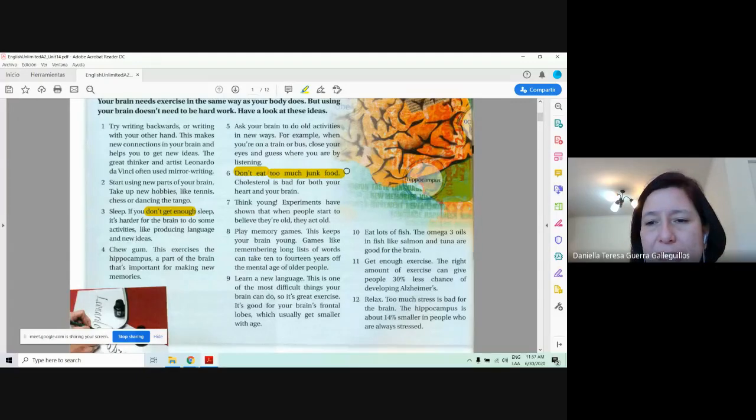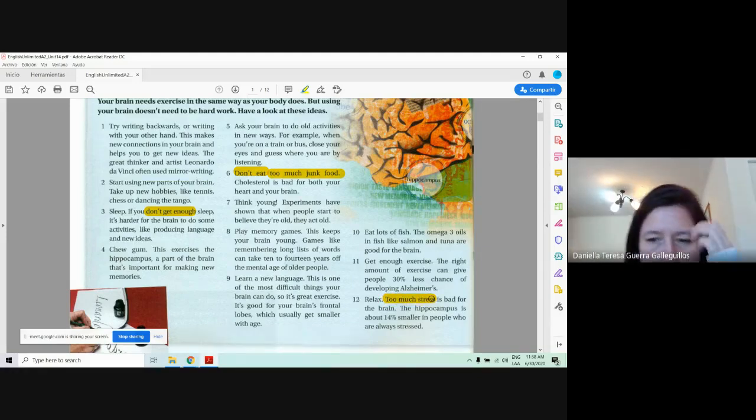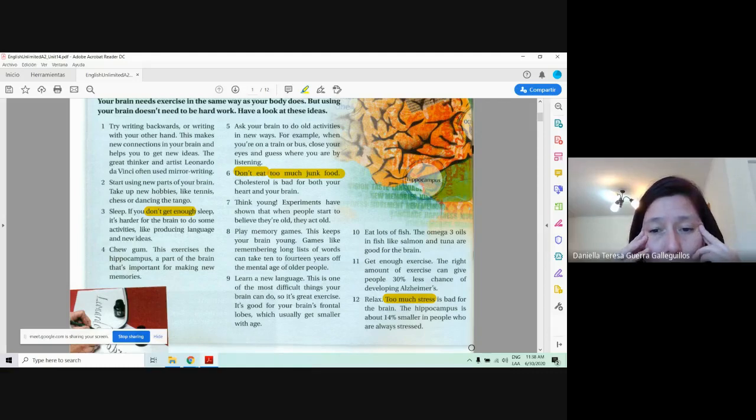Get enough exercise. The right amount of exercise can give people 30% less chance of developing Alzheimer's. Finally, relax. Then we have the example of too much. Too much stress, remember too much with stress. Stress is uncountable. Too much stress is bad for the brain. The hippocampus is about 14% smaller in people who are always stressed.